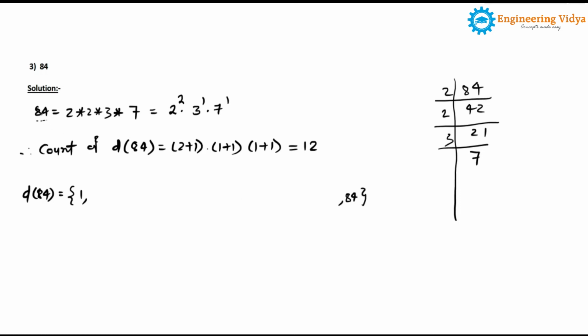Now see, check for the 2, right? 2 can divide 84. Yeah, 2 can divide 84. So if I divide it by 2, the result will be 42, right? The quotient will be 42. So here I'll write the 42. I hope you understood the thing, right?